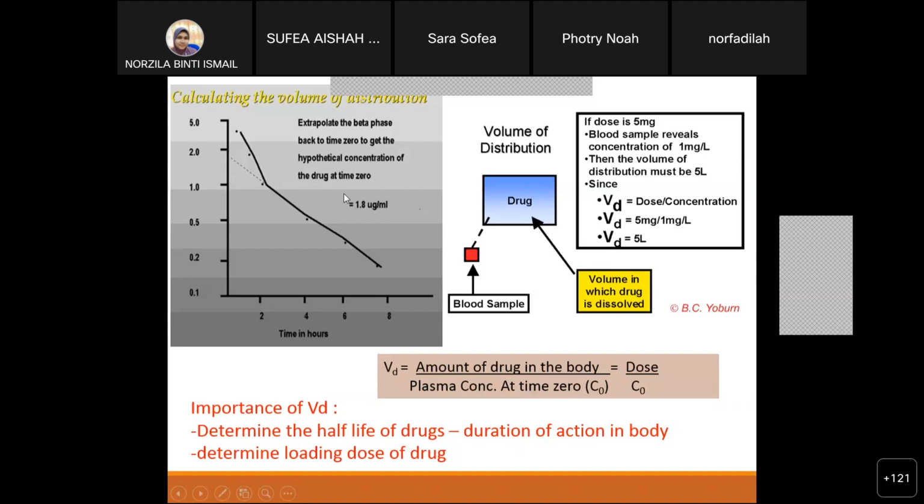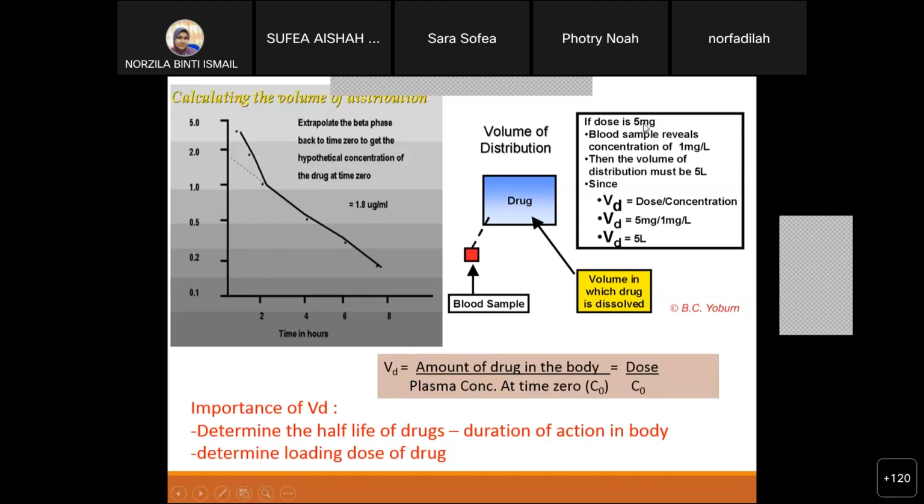These are examples. Then we can calculate the amount of the drug that we give initially to the patient, and we can divide by the plasma concentration at time 0. So we can get the value of the volume of distribution for the drugs in the patient. Any question?